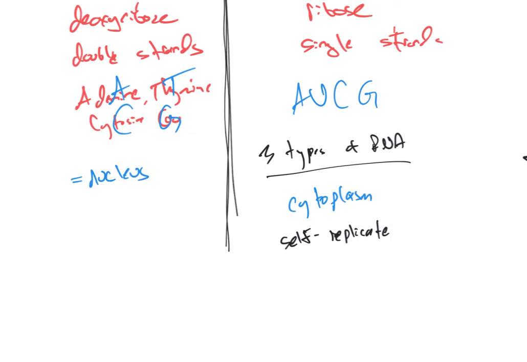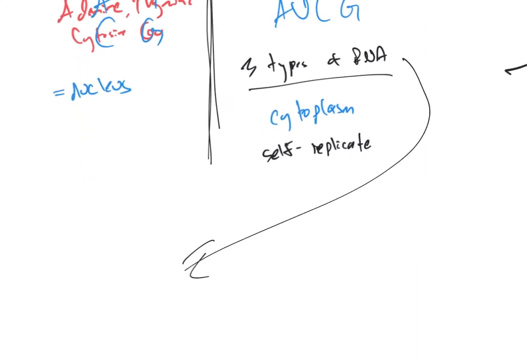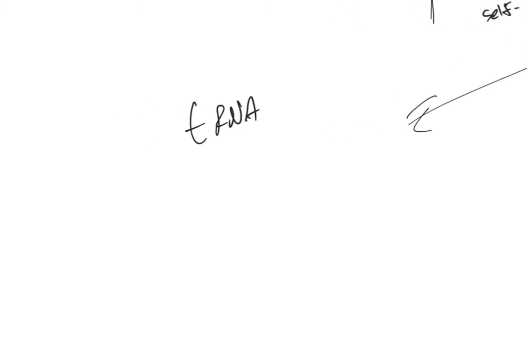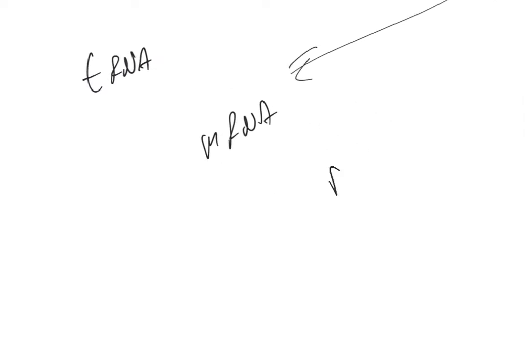Okay. The three types of RNA, let's go to that. mRNA, tRNA, and rRNA.